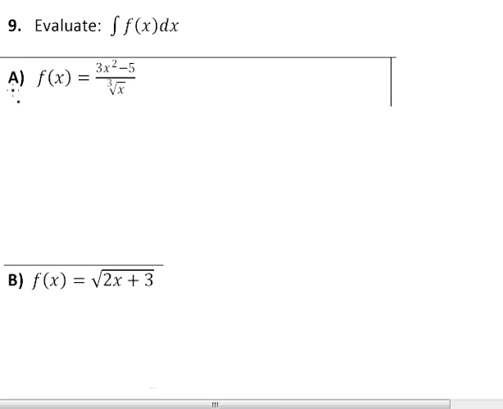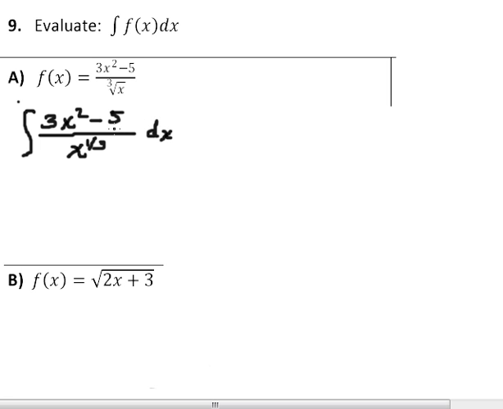Okay, let's do some integration. All right, starting with f of x equals 3x squared minus 5 over the cube root of x. Okay, so let's write that out. And I'm going to write the cube root of x as x to the 1/3 because we're going to do the power rule.